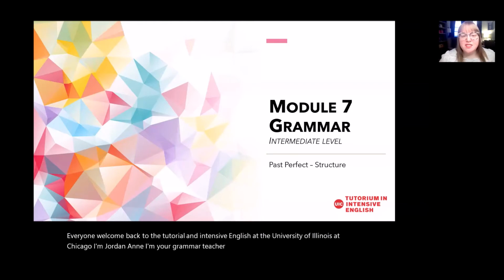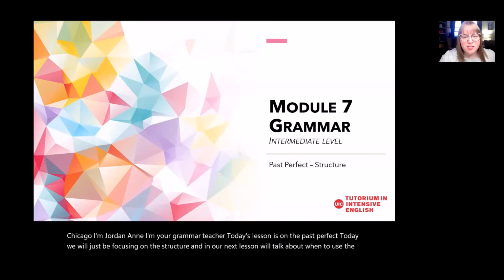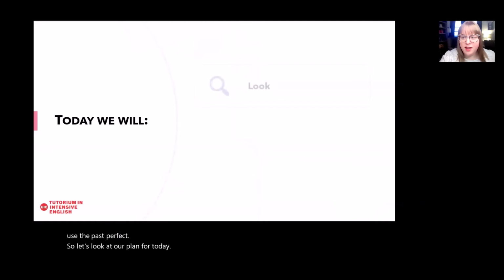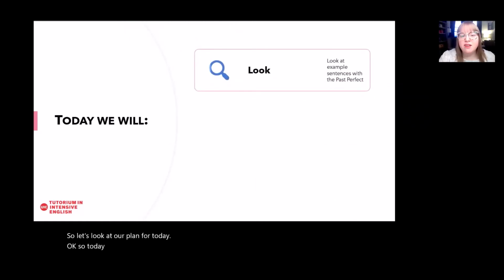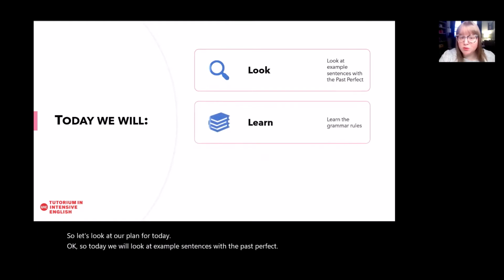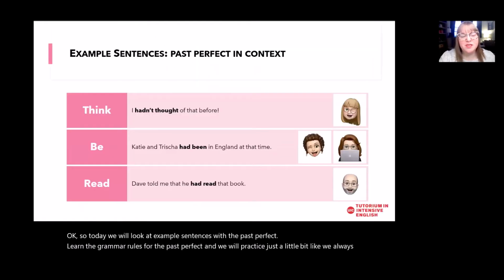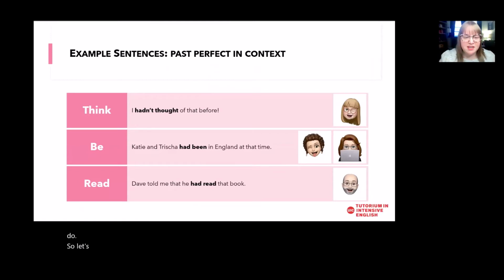Today's lesson is on the past perfect. Today we will just be focusing on the structure, and in our next lesson we'll talk about when to use the past perfect. So let's look at our plan for today. Okay, so today we will look at example sentences with the past perfect, learn the grammar rules for the past perfect, and we will practice just a little bit like we always do. So let's start with some of our example sentences.